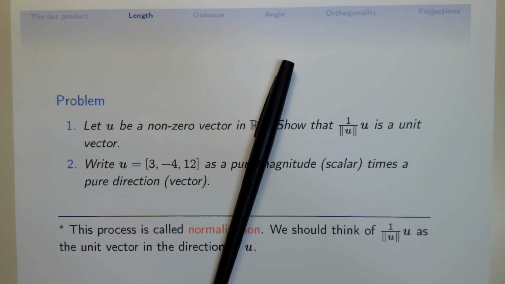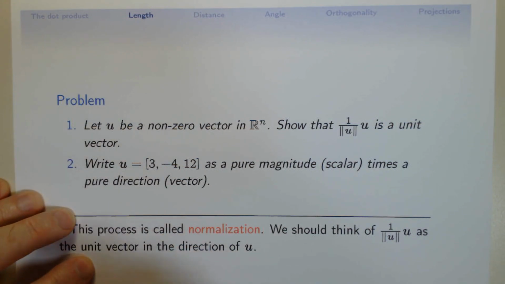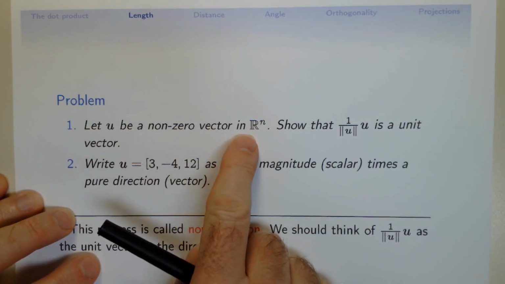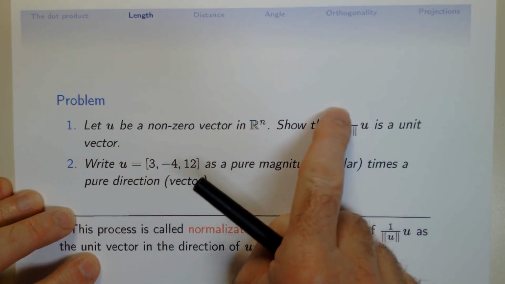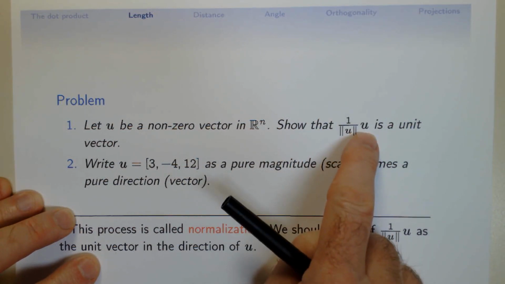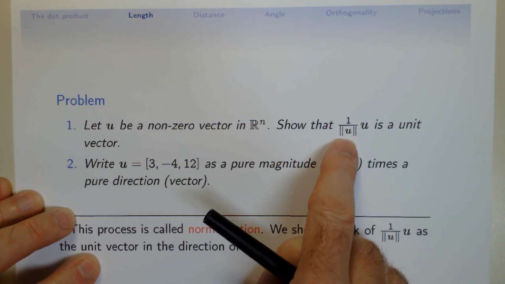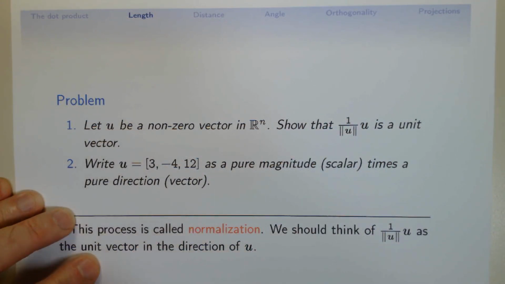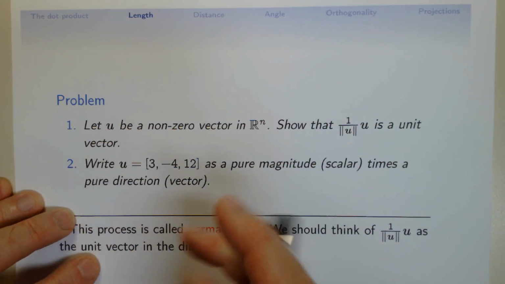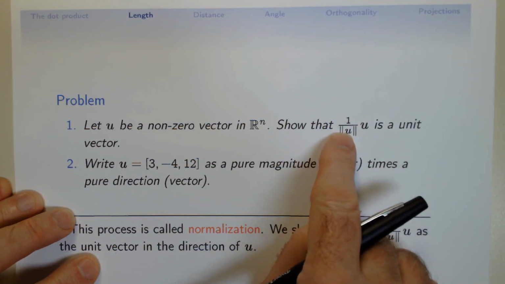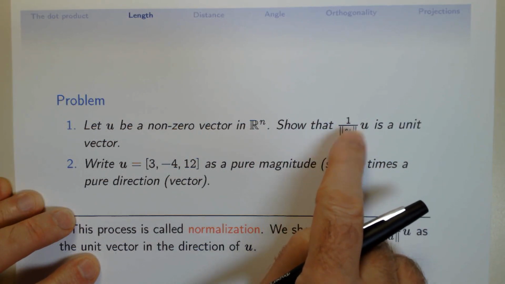All right, welcome back to the document camera. Let's take a look at this first problem. So let u be a non-zero vector in n-dimensional space, and we want to show that this process of multiplying the vector u by this reciprocal of the length of the vector always produces a unit vector. Now, how do we show that something's a unit vector? We have to show that its length is equal to 1.